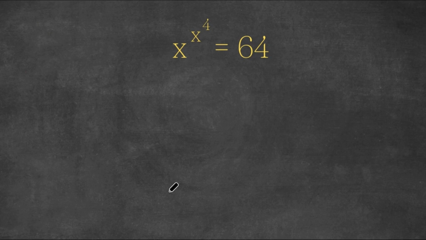In today's video, I'm going to be teaching you how to solve this exponential equation. So we have x to the power of x to the power of 4 equals 64. Now, what I'm first going to do is take the fourth power of both sides. So we're going to take the fourth power of x to the power of x to the power of 4, as well as 64.